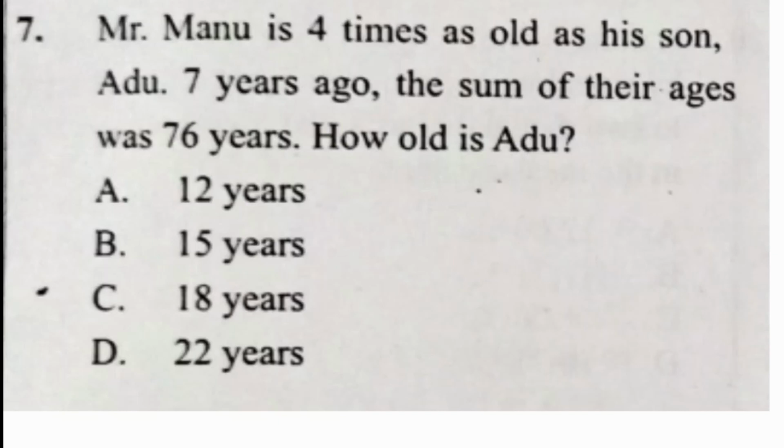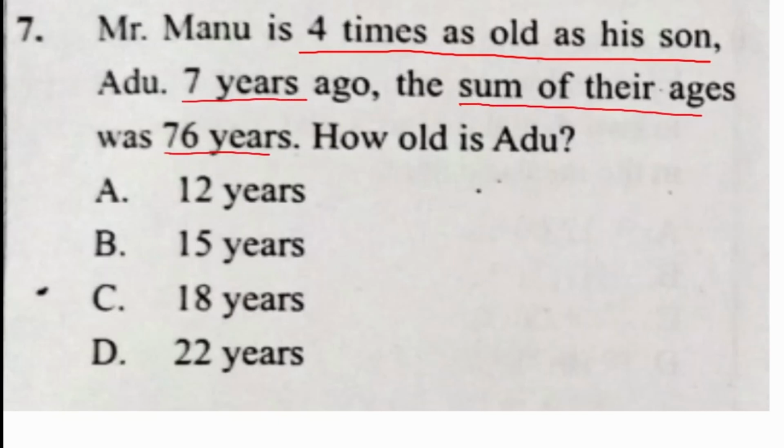Just as we do with word problems in my study room, we have to identify the key points here. The first thing I would like us to identify is the fact that Mr. Menu is 4 times as old as his son. That's very important information for us. And also the sum of their ages 7 years ago was 76 years. Another important thing is what you're looking for: how old is Edu?